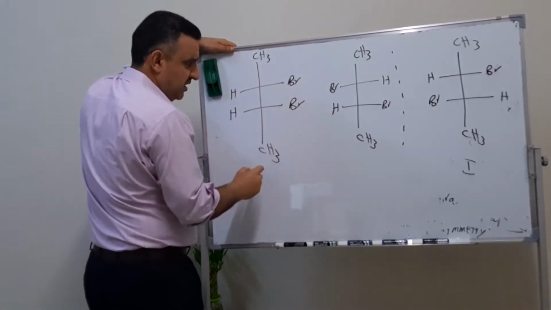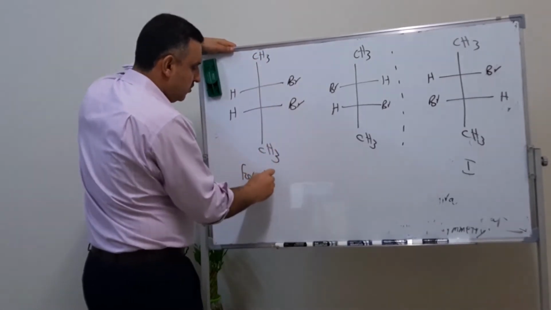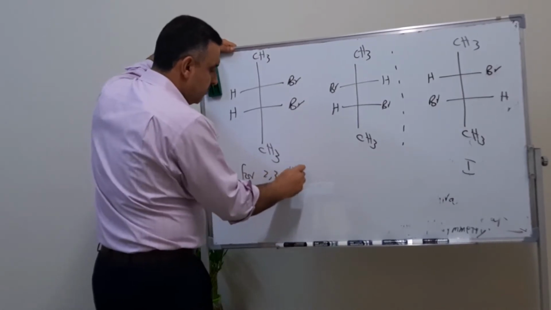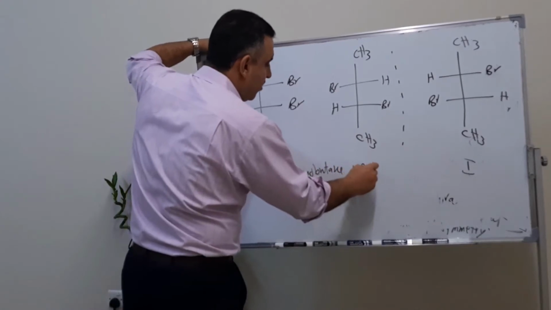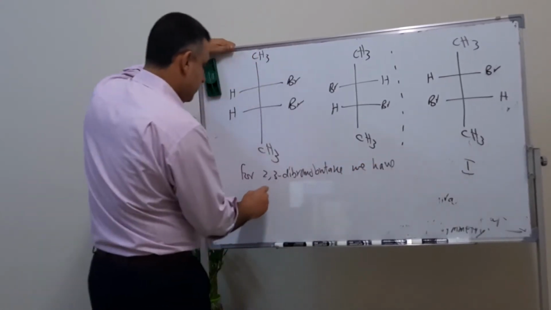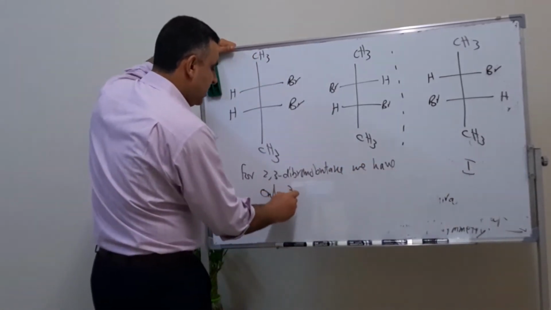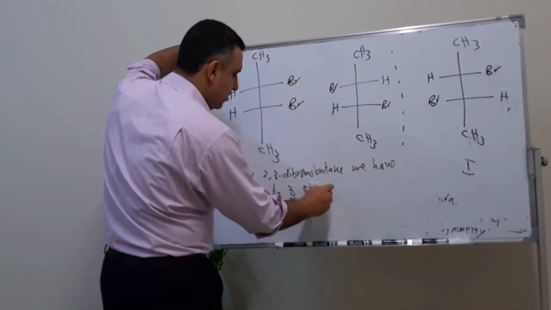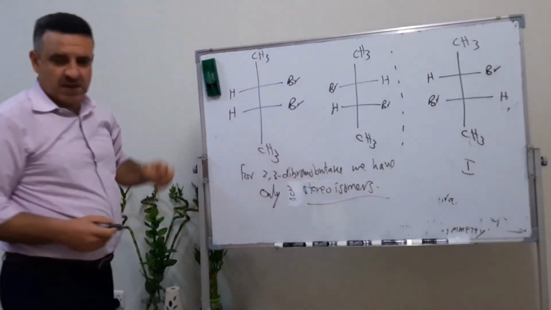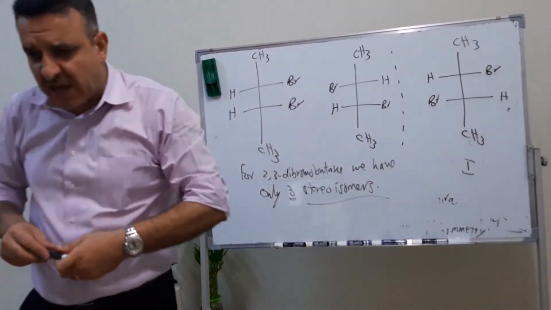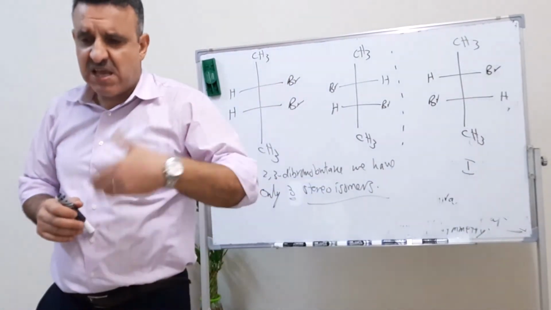So as you can see, for 2,3-dibromobutane, we have only 3 stereoisomers. Do you follow me? Not 4. Not like the previous example which we have discussed in the previous lecture.